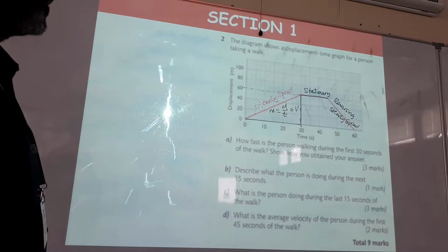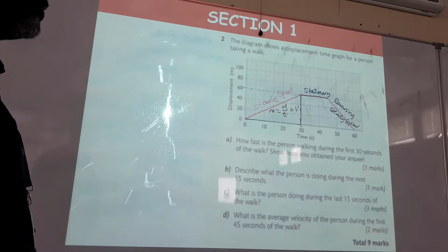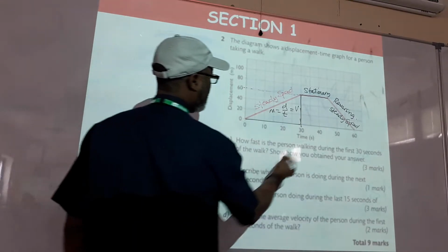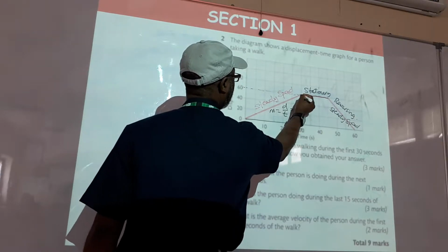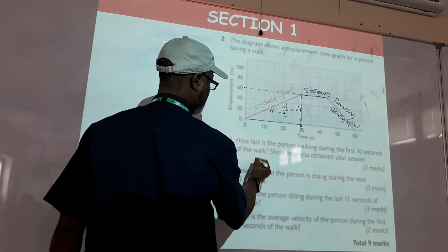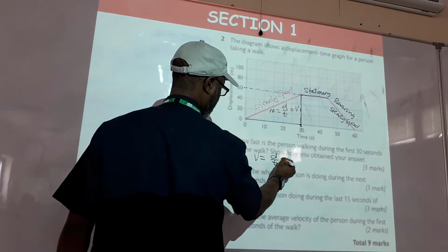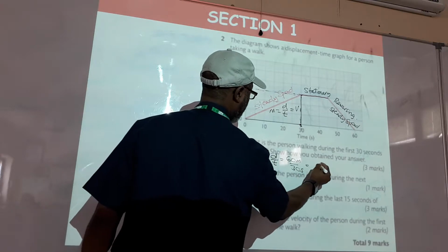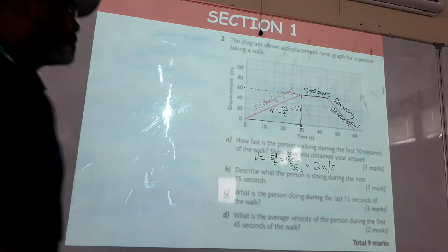So now let's look at the question. How fast is the person walking during the first 30 seconds of the walk? Show how you obtained your answer. So how do I obtain my answer? 30 seconds here, I trace it up. 60 meters there. So I know the speed will be given by distance over time, which is 60 meters over 30 seconds. And that will be exactly 2 meters per second.